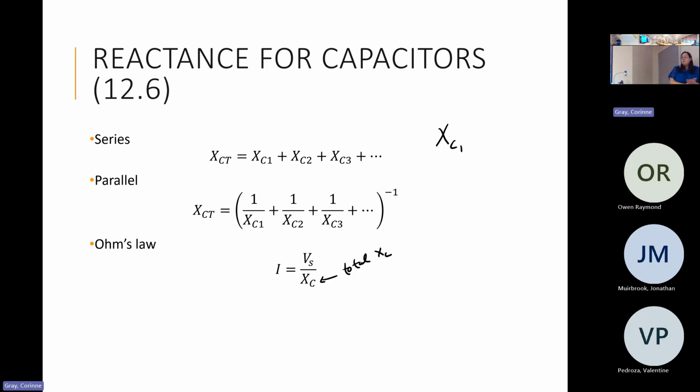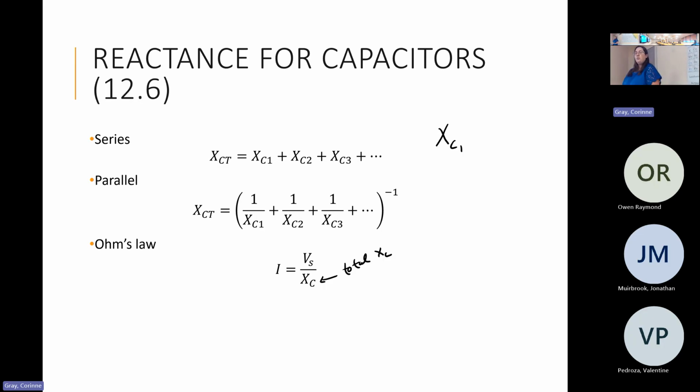But this is going to be just a tiny bit more complicated than just replacing it with X, because again, this is for an AC source and an AC source only. There is no reactance for a DC source. Reactance is explicitly for AC.